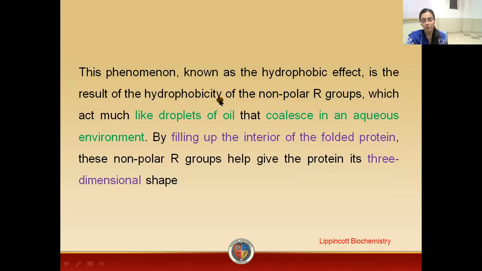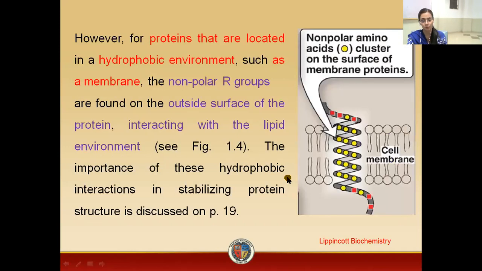So this will make a three-dimensional structure. By filling up the interior of the folded protein, it is actually making up the three-dimensional structure. So these non-polar R groups are making the three-dimensional structure.